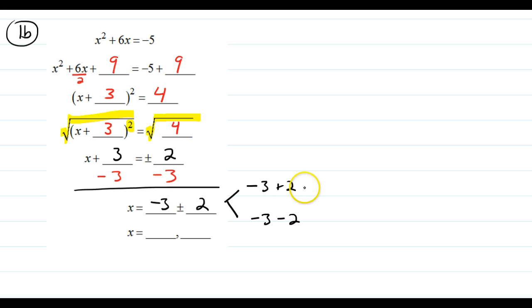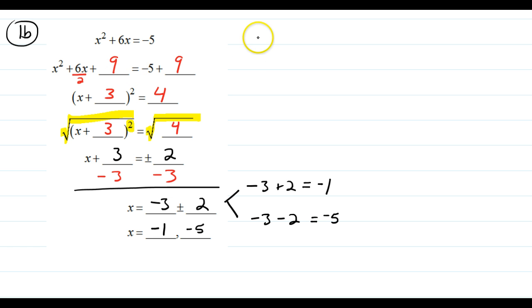So negative 3 plus 2, the signs are different, so you subtract. You have more negative, so it's going to be a negative 1. So one of our answers is negative 1. And negative 3 minus 2, now the signs are the same, so you add them up, keep the sign, and now we have negative 5. So now we've found the two answers that when I plug in will equal negative 5.